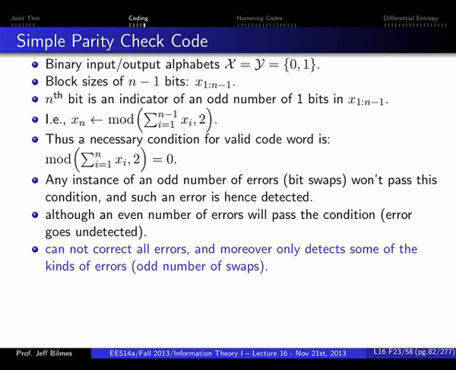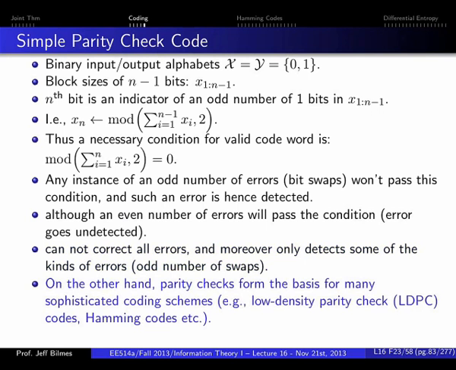So therefore, we can't correct errors. And in fact, it's worse than that. It's only possible to detect a very small subset of the kinds of errors we want, namely odd numbers of swaps. But on the other hand, this idea of a parity check forms the basis of many extremely important modern coding techniques, including LDPC codes and the ones that we're going to talk about, Hamming codes.